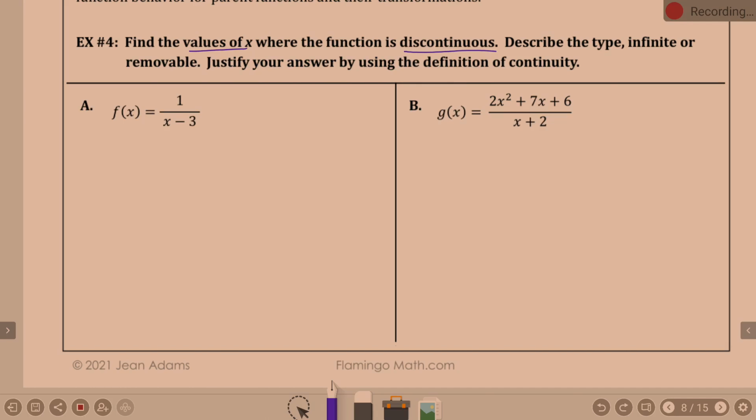What do you know, guys? On A, x equals 3. Are you guys there? Because what's going to happen there? Okay, so because it's going to be discontinuous at x equals 3, we know that because that's the value that's going to make the denominator equal to 0. We know that it's going to be a vertical asymptote because it's where the denominator equals 0.